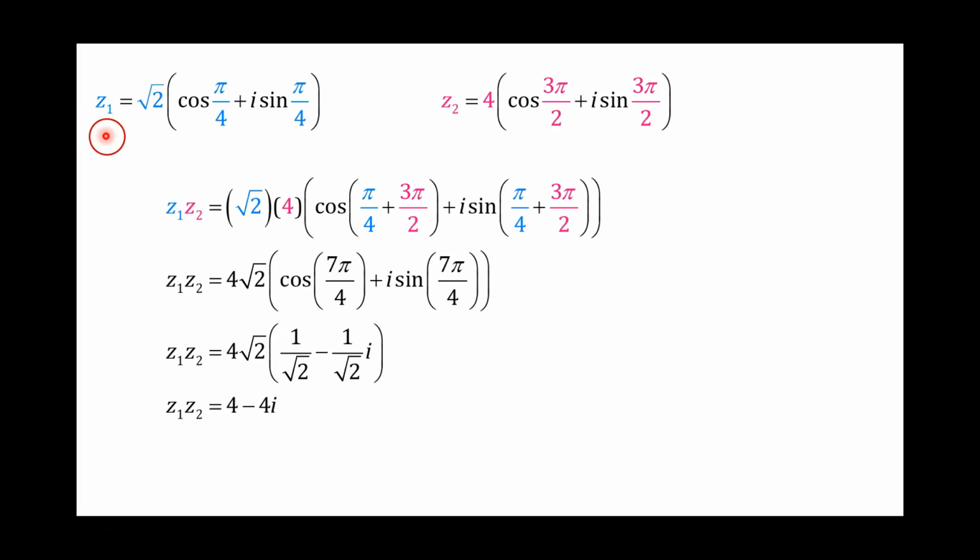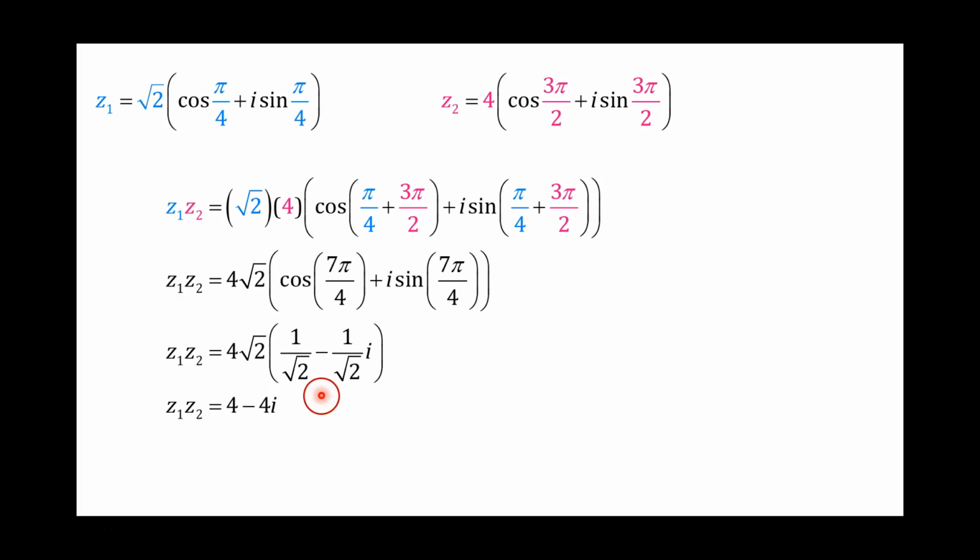So we have Z1 here, already written in polar form, root 2 times cos of pi over 4 plus i sine pi over 4, and Z2 is 4 times cos of 3 pi over 2 plus i sine 3 pi over 2. Like we see here, we just multiply the two r's and then add the two angles, and then we get 1 over root 2 when we get the cos of this. Well, actually that wouldn't be the calculator, that would be from your tables book.